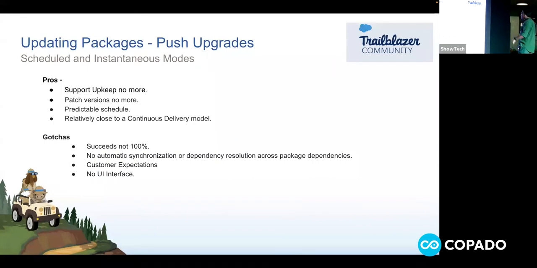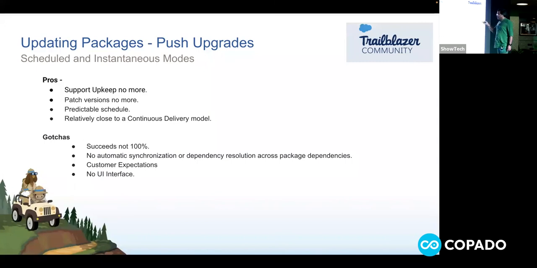This has its own pros and cons. The positives are that there is no support involved. Right now, we do not need anything because it's automatic. It's done. It's configured in an org, so you don't need a support reach out. Second, you get the updates on a predictable schedule, and patch versions are not needed anymore. This particular push upgrade is one automation that brings your packaging close to the continuous delivery model.